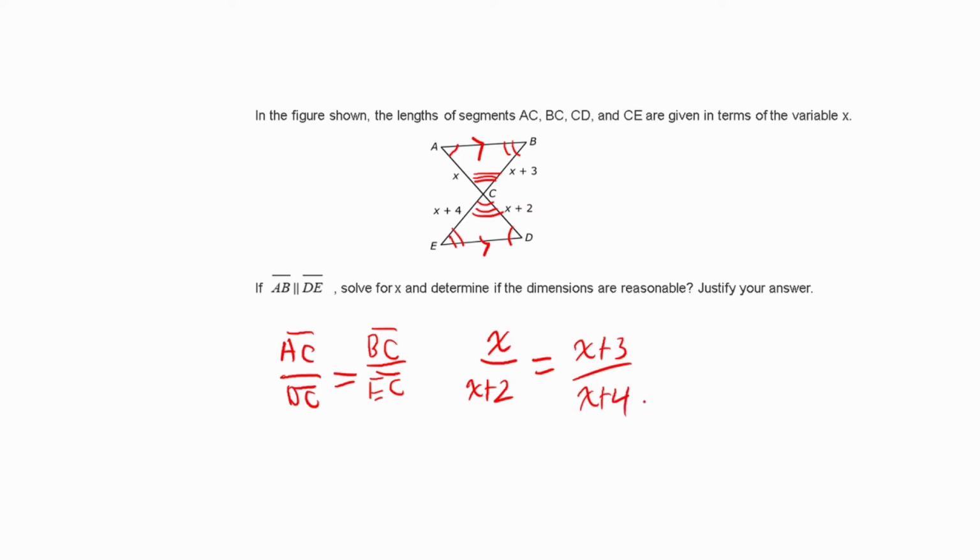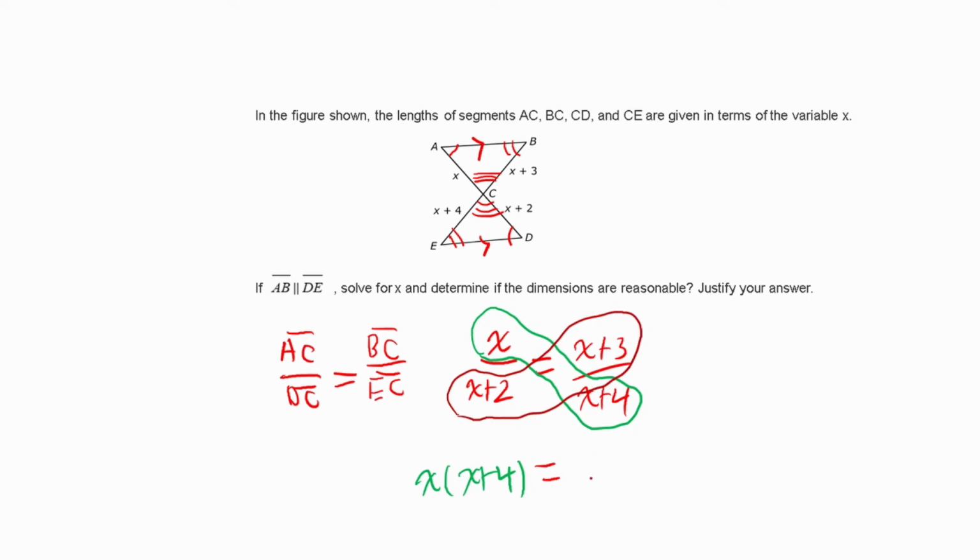Now, what we have to do is cross multiply. So first up, let me change colors. We're going to do x times x plus 4. So we get x times (x plus 4) equals, and then we do (x plus 2) times (x plus 3).